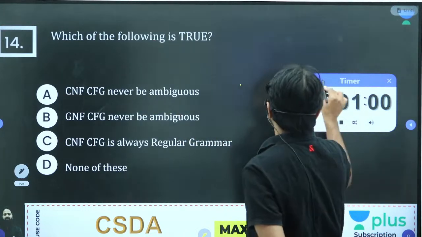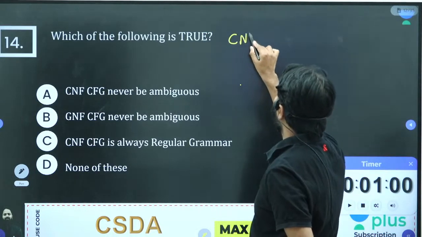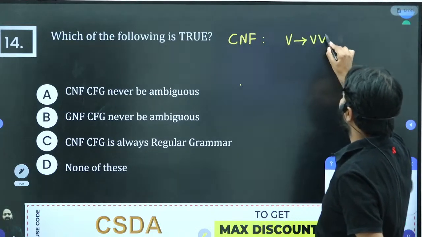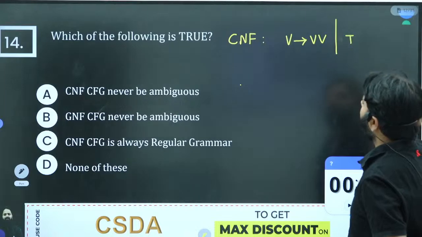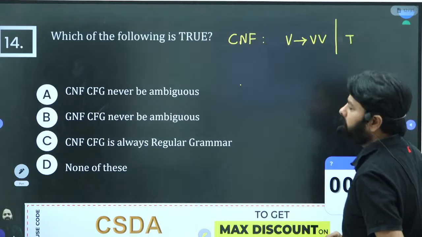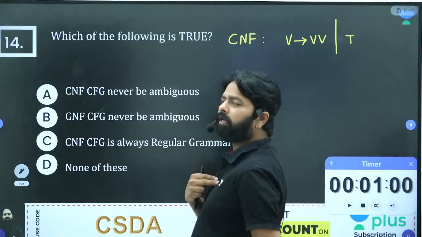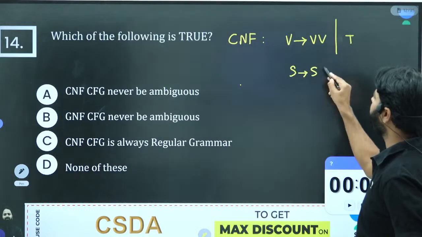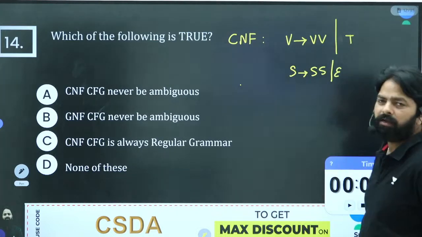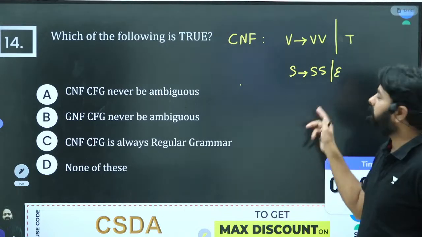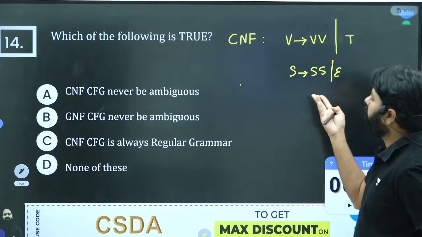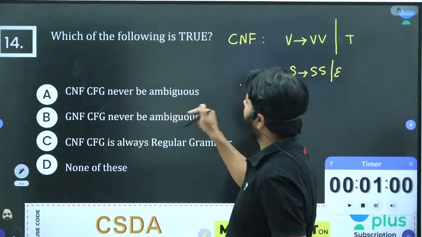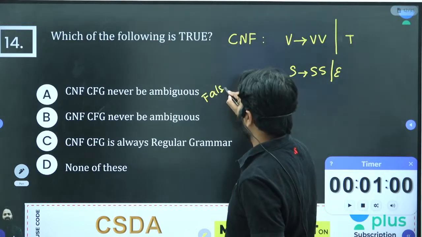What is CNF CFG? It should have on the left side one non-terminal, and on the right side two non-terminals, or exactly one terminal. When you use this definition, will it never be ambiguous? How is ambiguity possible? Yes, it is possible. If I take the grammar S derives SS or epsilon, this is an ambiguous grammar, right? But no need to take SS here, you can take any two non-terminals. So there is a possibility of ambiguity, but this statement says never be ambiguous. This is a false statement.